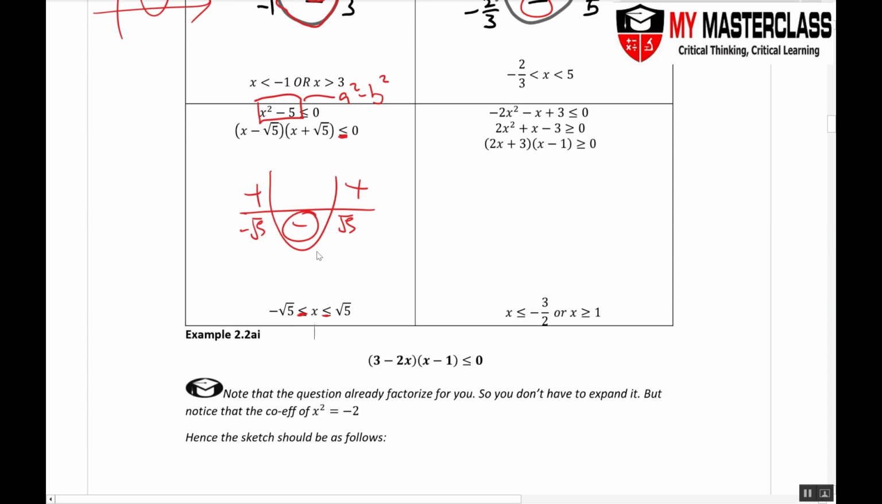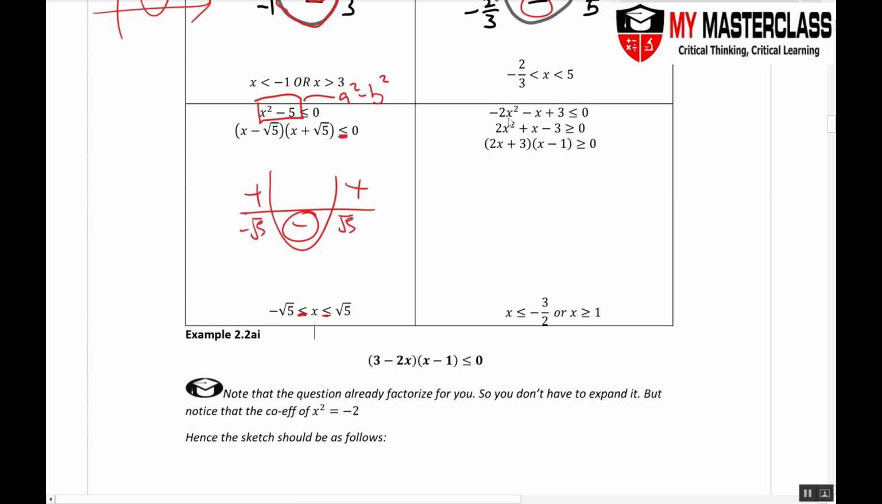Okay, so your final solution is x more than or equals to negative square root 5, but less than or equals to square root 5, based on the diagram that we have drawn here. Always draw this diagram for your own reference. Same thing on the last example.